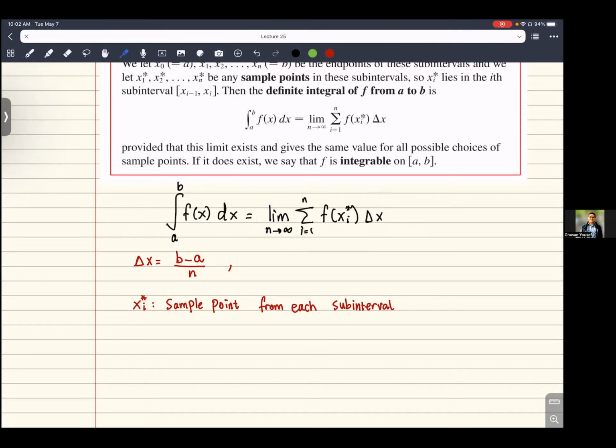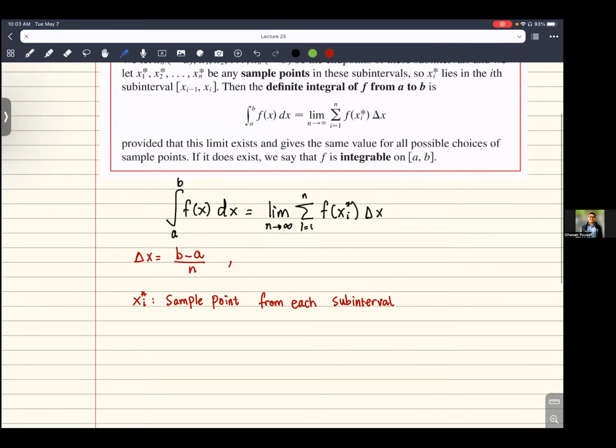What does that mean? If the function is positive all the time over the whole interval, this means the area under the curve. But if the function sometimes takes positive values and sometimes negative values, I call it the net area. The net area means the total area of the region above the x-axis minus the total area of the region below the x-axis.